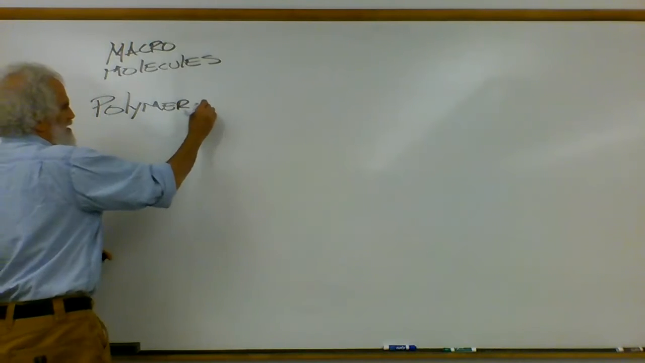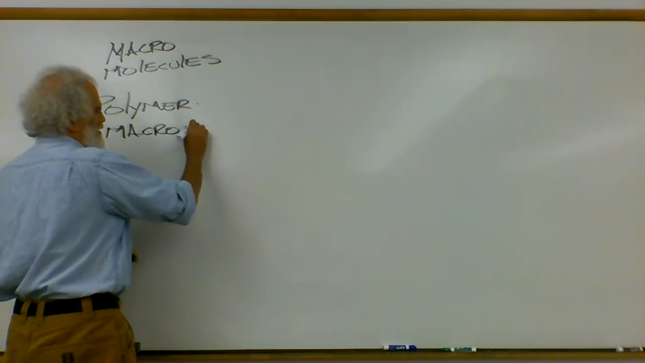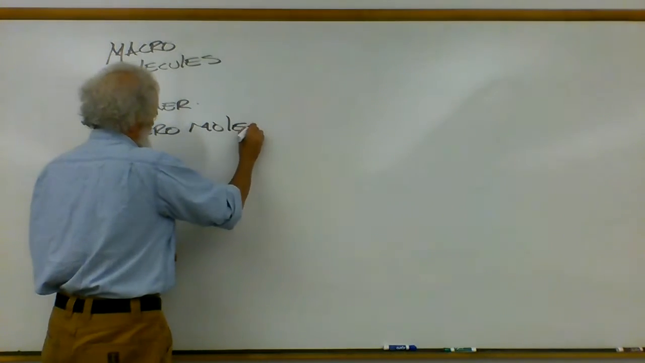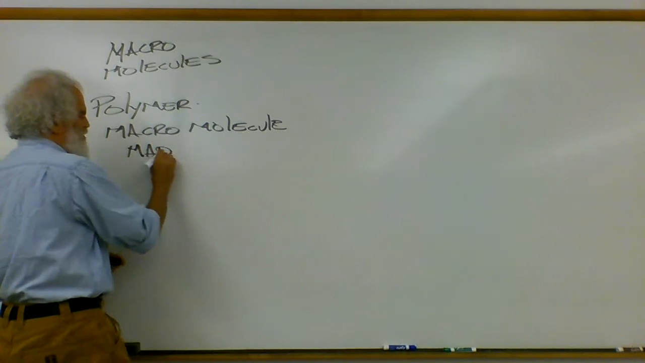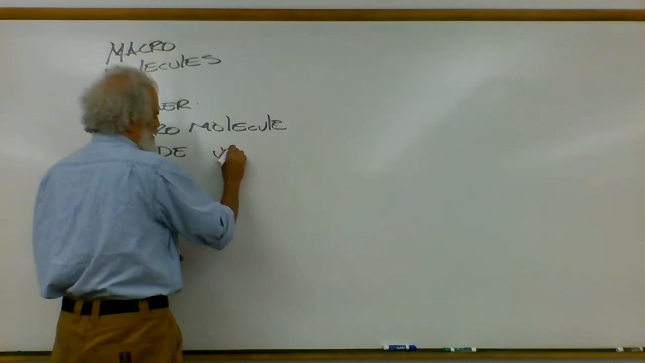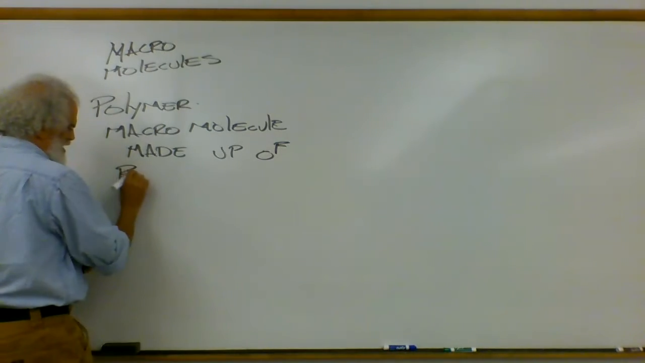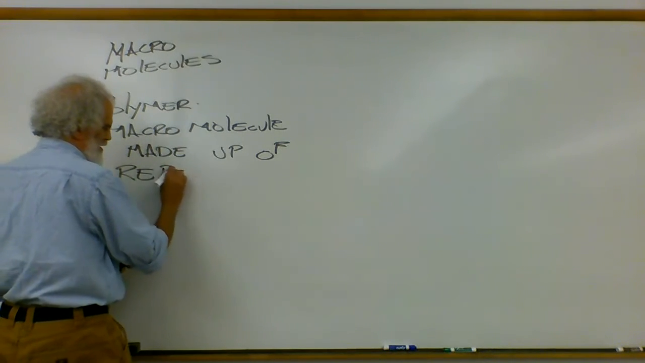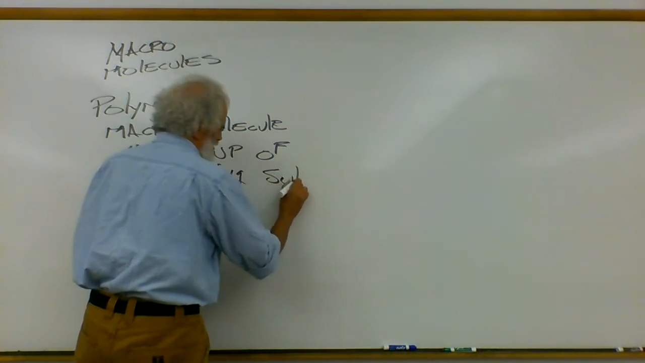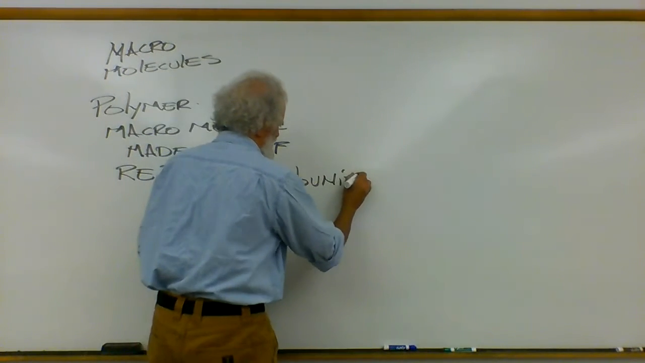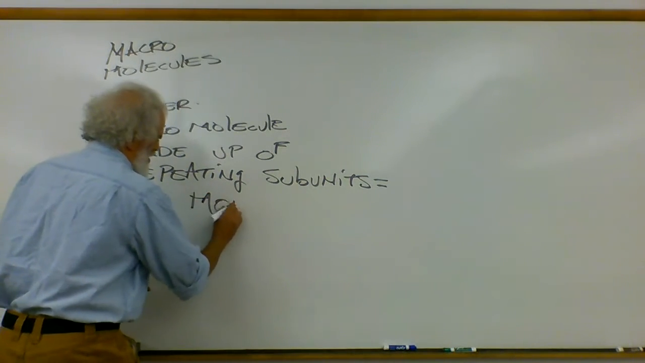It is a macromolecule, just a big molecule made up of repeating subunits known as monomers. So made up of these repeating subunits, and they're called monomers.